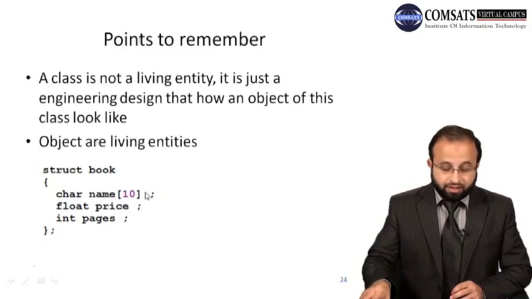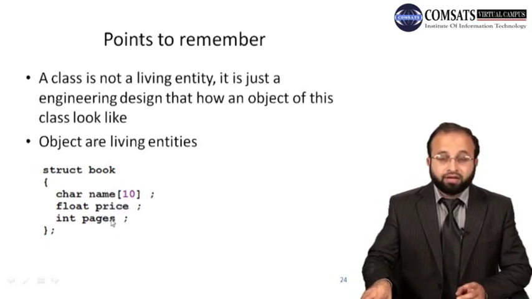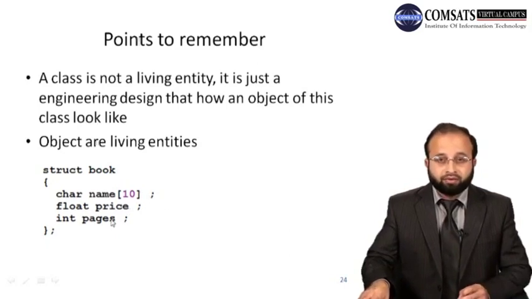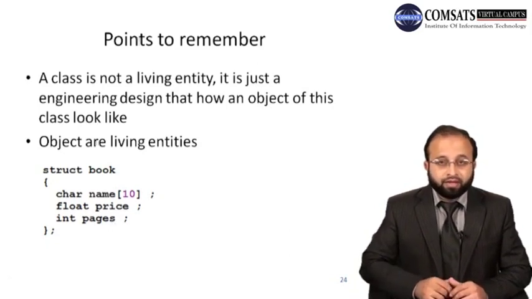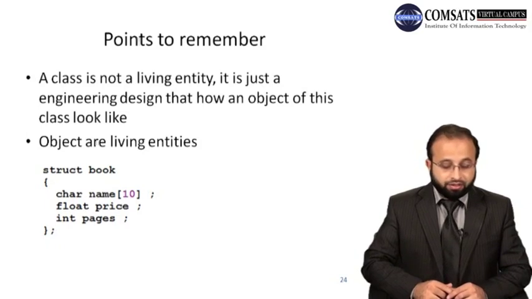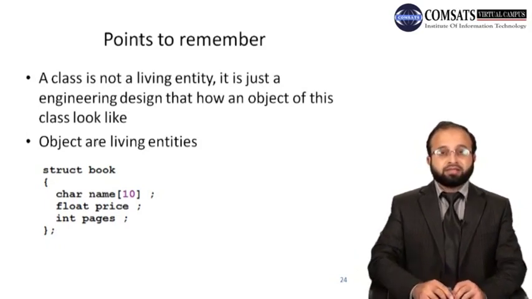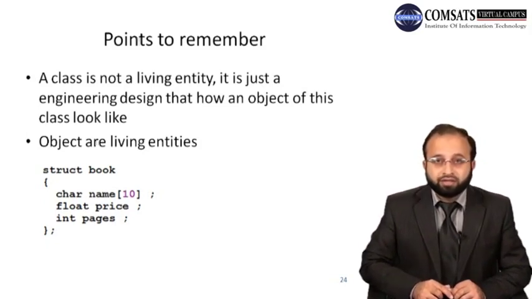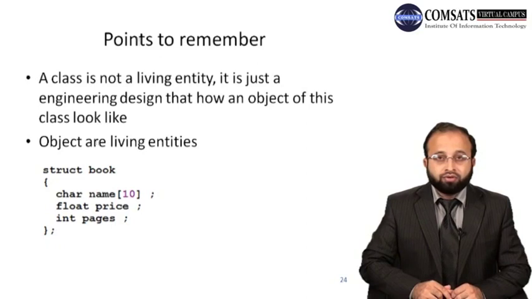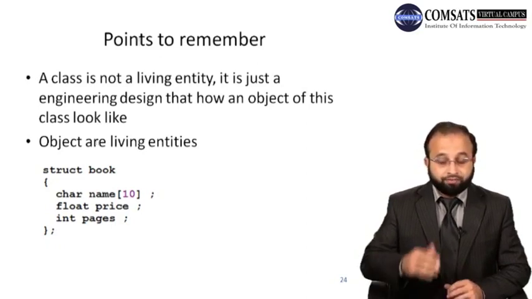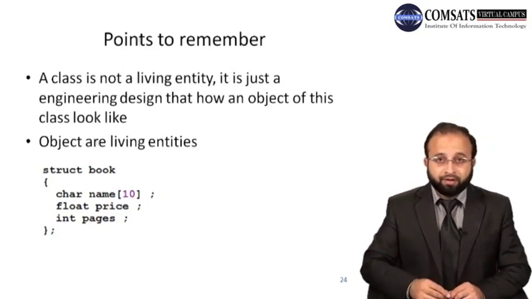Somebody can say that 10 plus 4 plus 4, 18 or 20 bytes of memory will be allocated when you run that program. No, that's not true. Why? Because this is just the definition. You are defining that structure. This is the same as int being defined in the C library, so that whenever you declare an int variable, 4 bytes of memory will be allocated. It is defined somewhere in the C library.